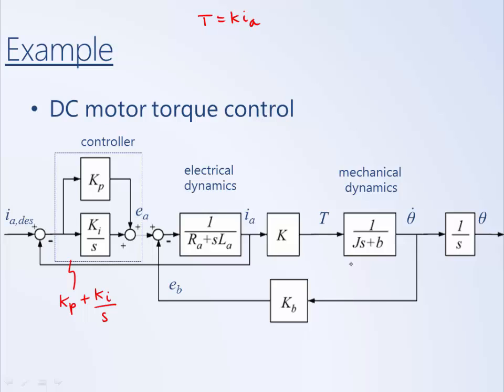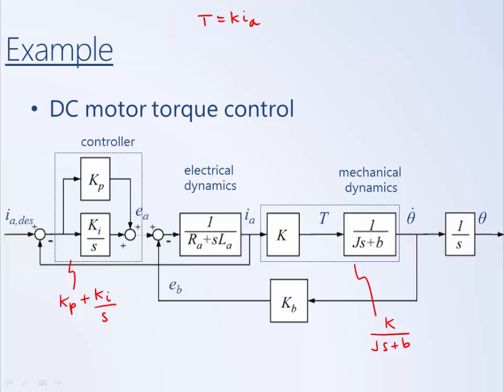Then over here we have these two blocks in series. And so again, very simply we can reduce this by recalling that blocks in series multiply. So we multiply K by that transfer function, and we get K divided by the quantity Js plus B.